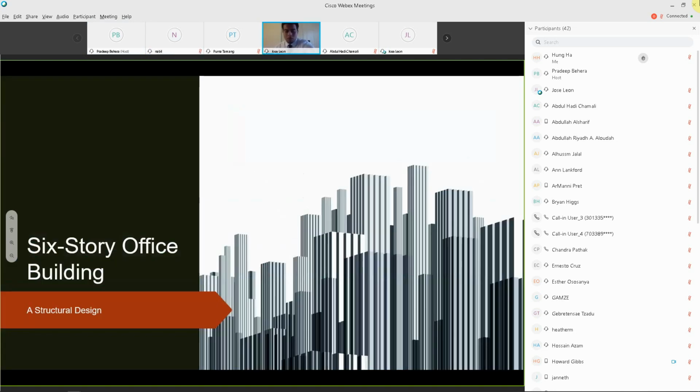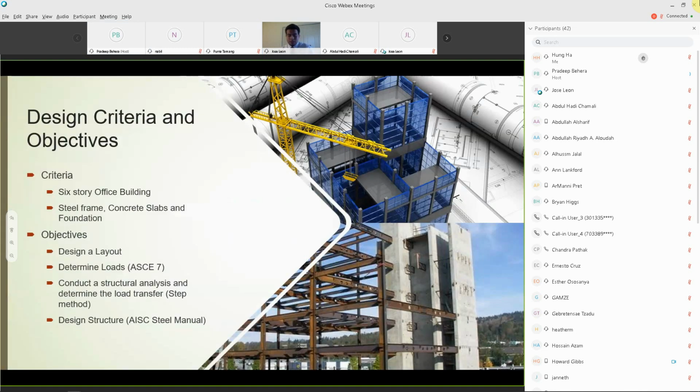Hello again, everyone. I'll be presenting the structural design of our 6-story office building. Our design criteria is that we're supposed to design a 6-story office building that is composed of a steel frame, concrete slabs, and a foundation. The objectives to design our building are to first determine a layout. We would then determine the loads. We would then conduct a structural analysis and determine how the loads would be transferred, and then design our structure.